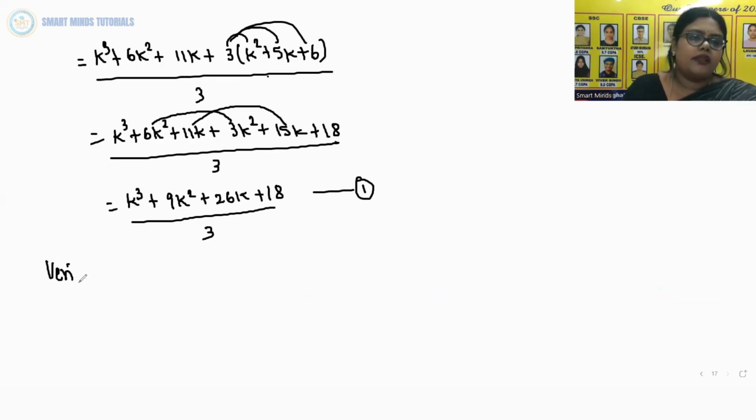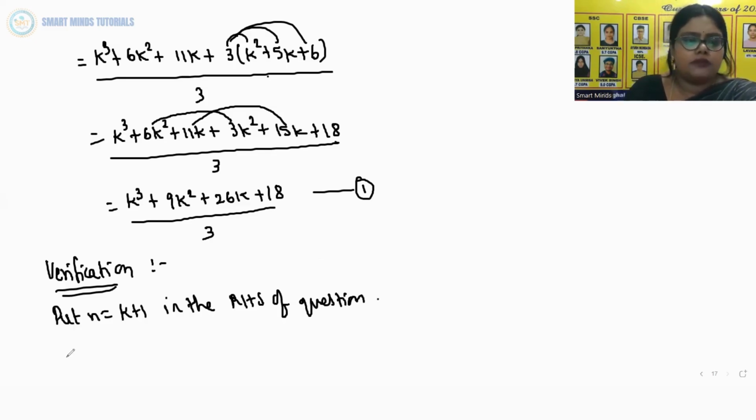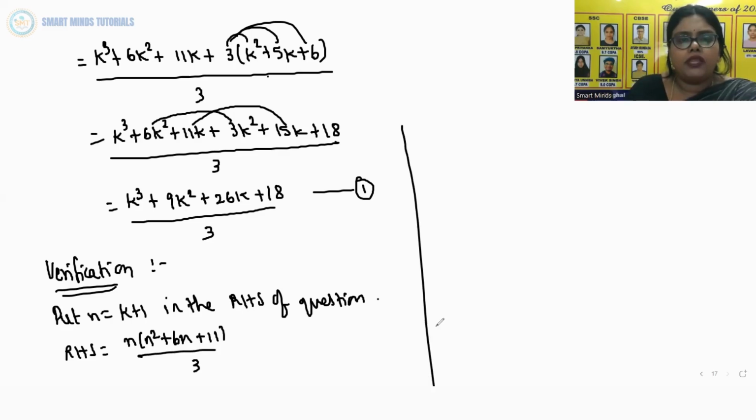So put the side heading verification. So how do we verify it? Now put n is equal to k plus 1 in the RHS of the question. So what is RHS of the question? RHS is n into (n² + 6n + 11) by 3. Now over here I will put n is equal to k plus 1. So that is equal to (k+1) into ((k+1)² + 6(k+1) + 11) by 3.